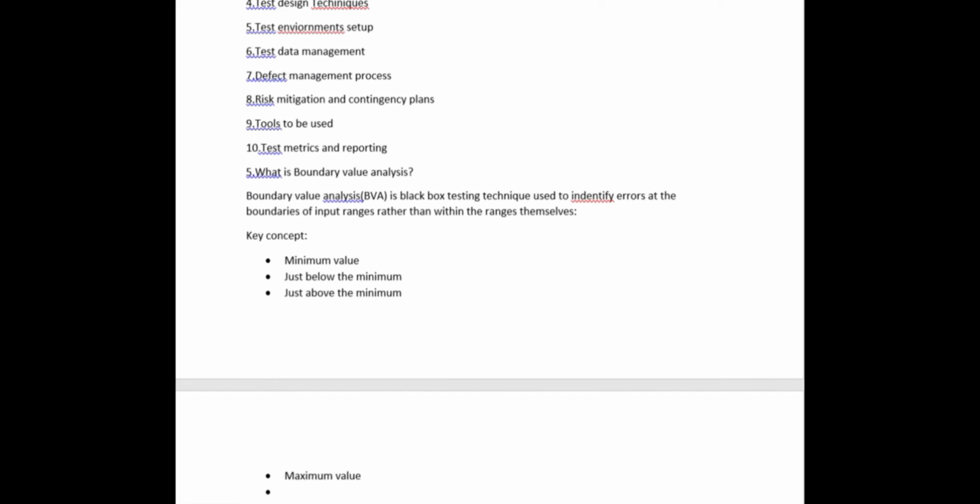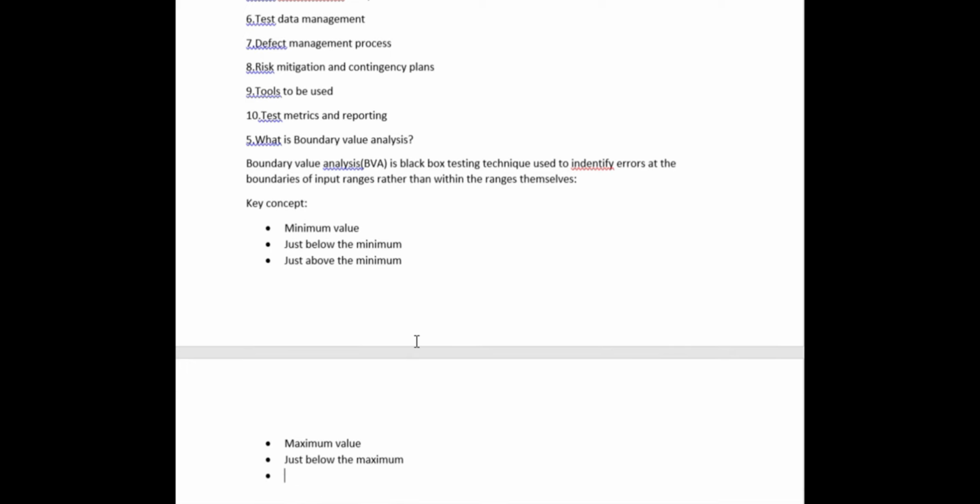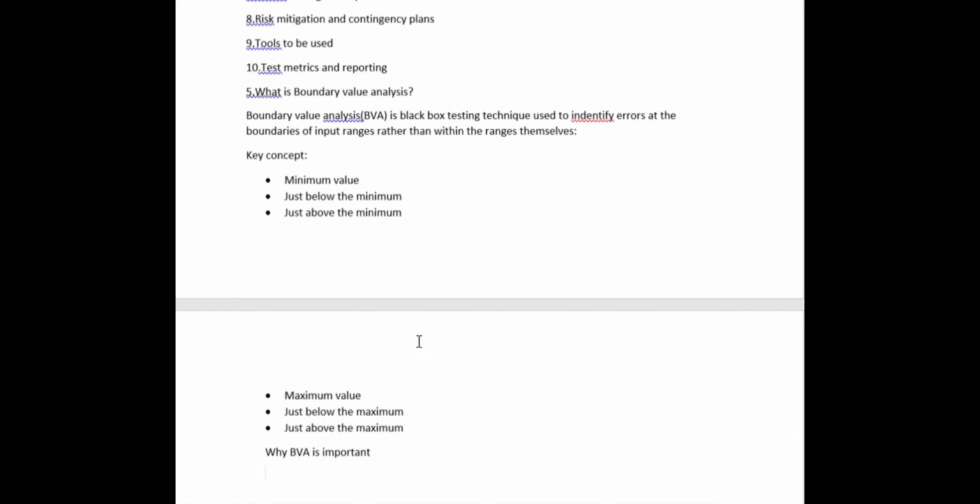Coming to the next question, what is boundary value analysis? Boundary value analysis is a black box testing technique used to identify errors at the boundaries of input ranges rather than within the ranges themselves. Key concept: minimum value, just below the minimum, just above the minimum. Next one is maximum value, just below the maximum, just above the maximum.